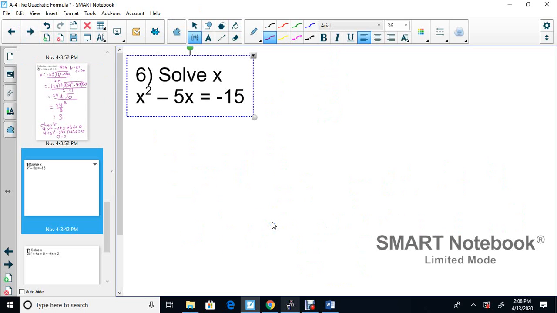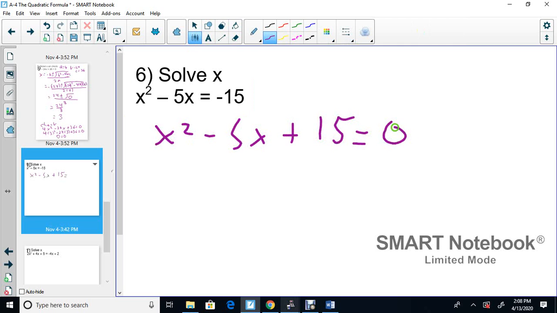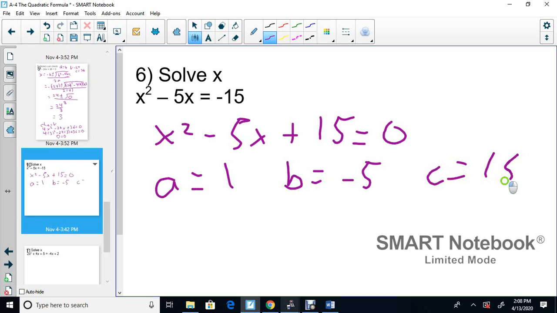Okay, so over here, oh, it's not equal to 0. So what do you do? Well, you've got to bring the numbers across. If you didn't know that, you do that first, and now you solve. So now you guys can go and solve this one. You can pause it and come back. Now, if you weren't sure, a is equal to 1 because there's nothing in front of the x squared. B is negative 5. C is 15.